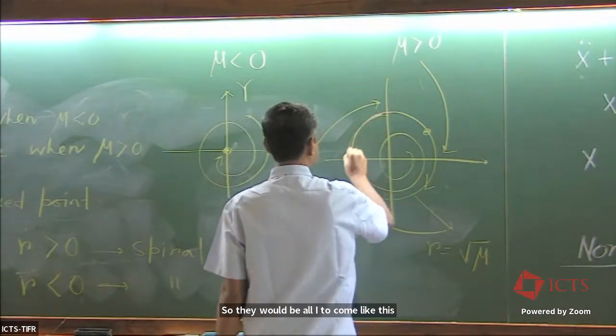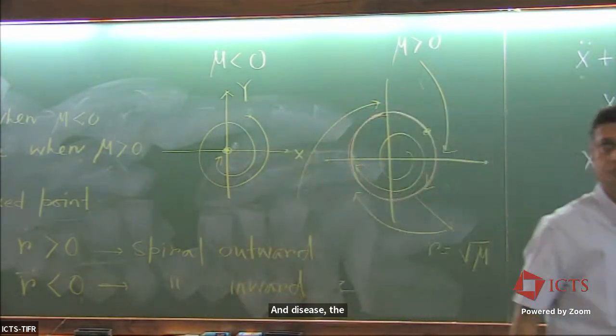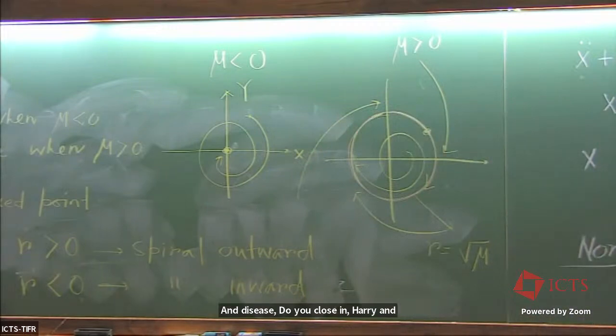And this is the closed invariant curve. Any confusion? Anyone is having any confusion? Fine.